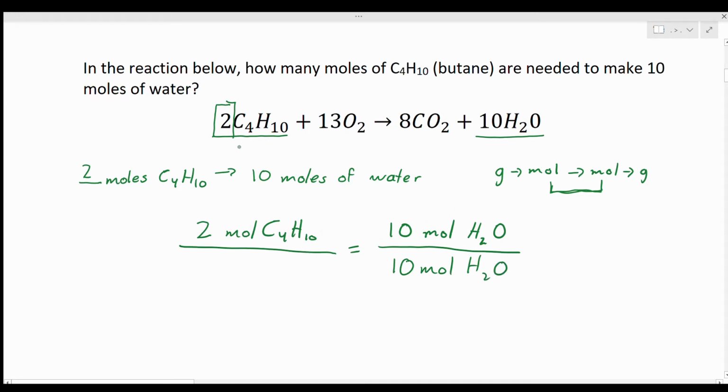And before we knew it was 2, we had an unknown number of moles of butane, x, made 10 moles of water. So if we cross multiply now, we have 10x equal to 2 times 10, which is 20. And so solving for x, if we divide both sides by 10, we get that x equals 2. And we know that that's going to be in moles of butane.